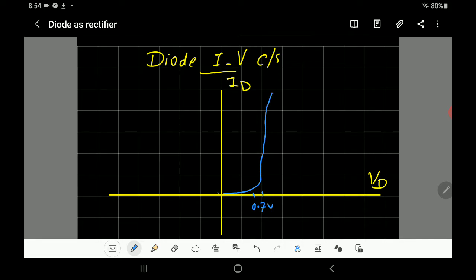However, if it's reverse biased, you find that the current is almost 0 until you reach the breakdown voltage, and then the current starts to increase rapidly. So that's the characteristic of the diode. That's when it's forward biased, and that's when it's reverse biased.